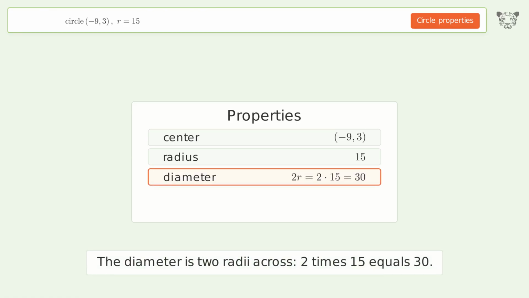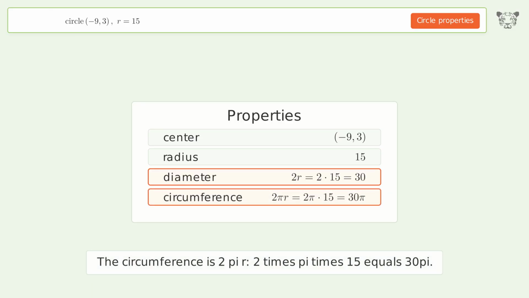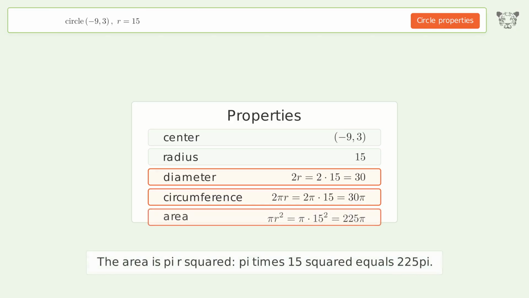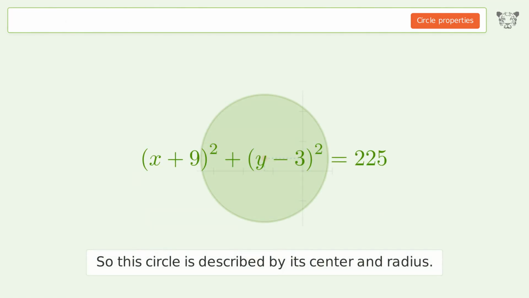The diameter is 2 radii across, 2 times 15 equals 30. The circumference is 2 pi r, 2 times pi times 15 equals 30 pi. The area is pi r squared, pi times 15 squared equals 225 pi. So this circle is described by its center and radius.